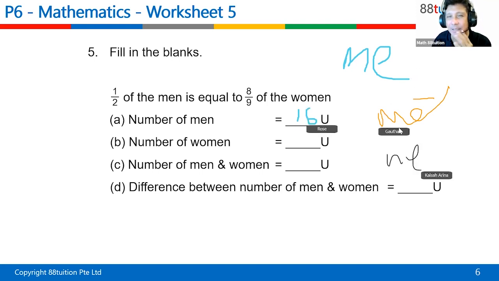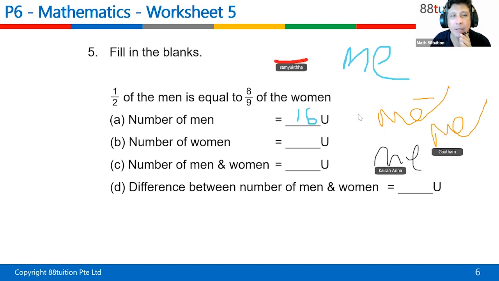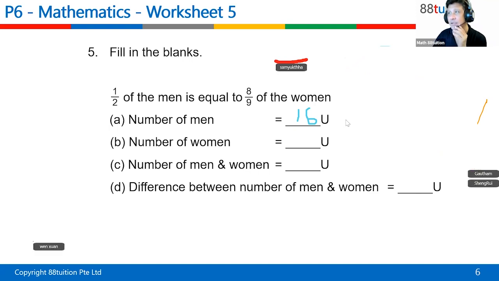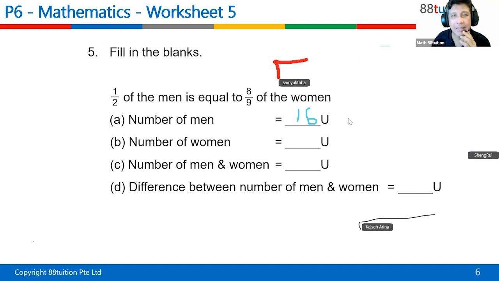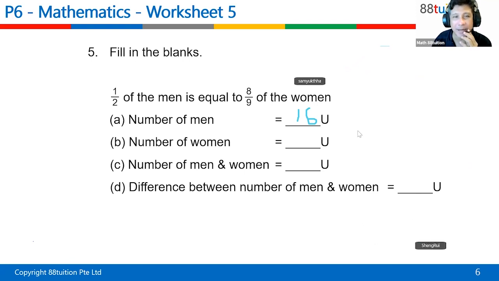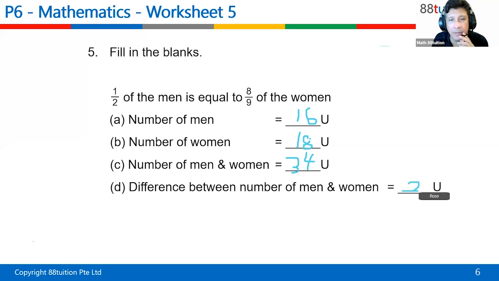Okay, Rose has written. Then we'll let Rose start, okay? Rose has written 16 units over there for men. Let's have Rose complete the whole thing first, okay? Then I will comment. Rose, would you like to just fill in the rest first? And then after that, we'll talk about it. Okay, so the rest of you just keep quiet. We wait for Rose to tell us what is happening. So she has written 16, 18, let's see what else, 34, and 2.